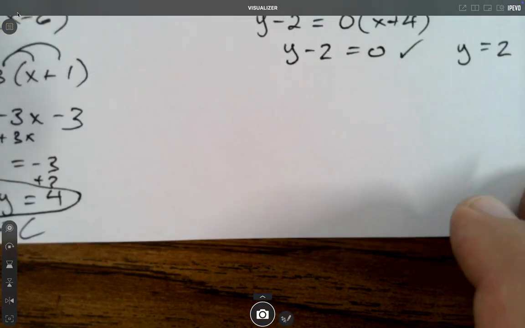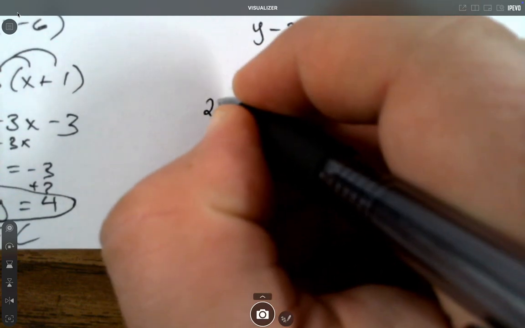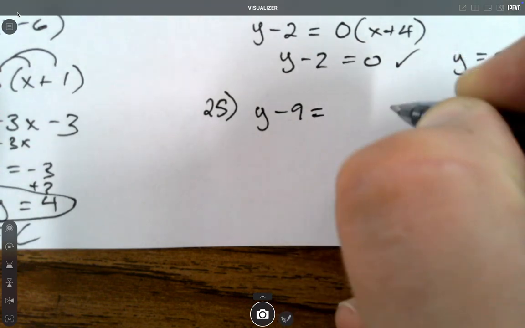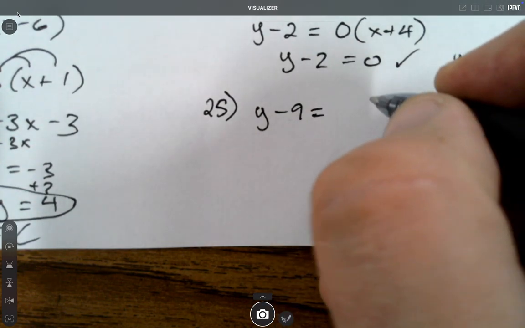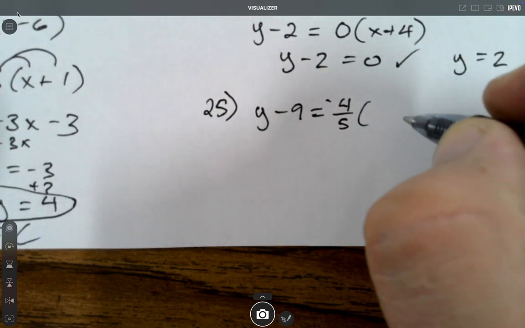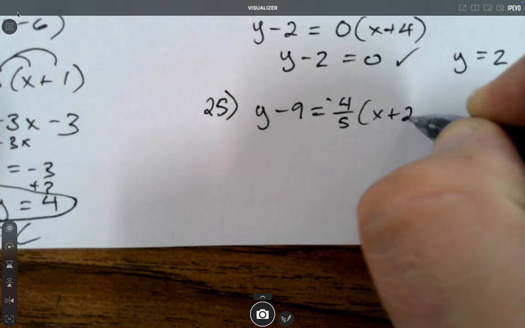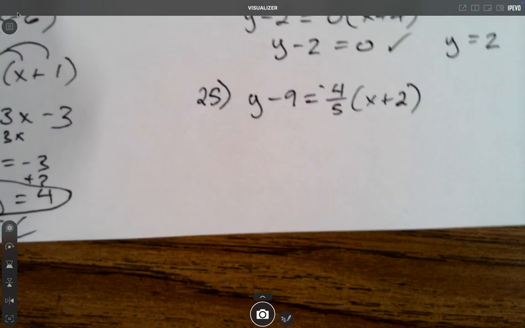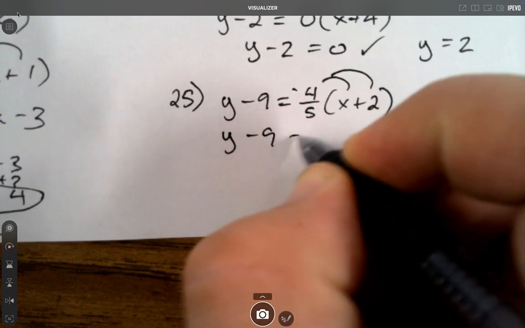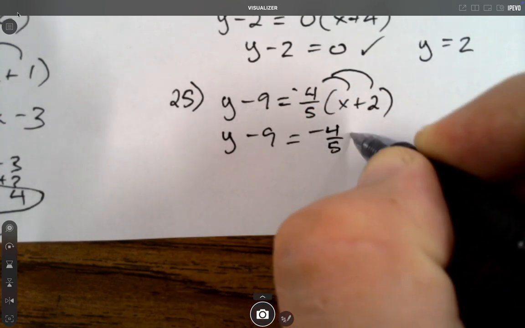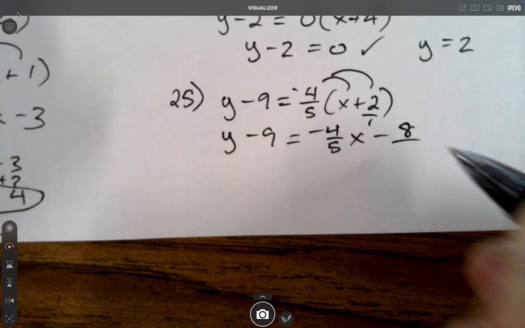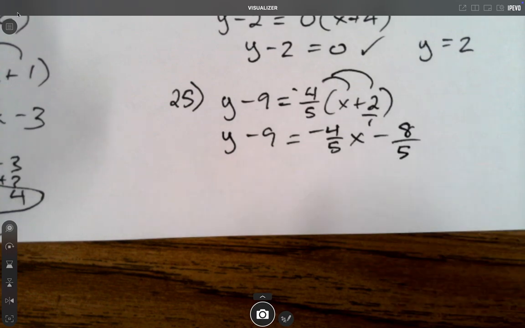Okay, we'll follow the same steps over here on 25. We begin with y minus 9 equals negative 4/5 times x plus 2. So the first thing I would do is distribute the negative 4/5. Negative 4 times 2 is negative 8. 5 times 1 is 5.